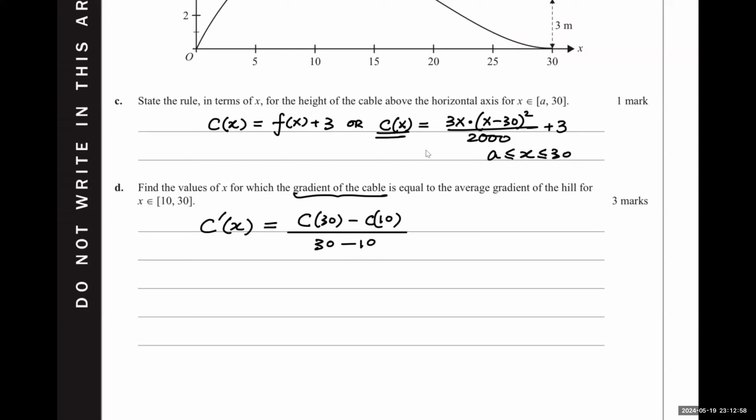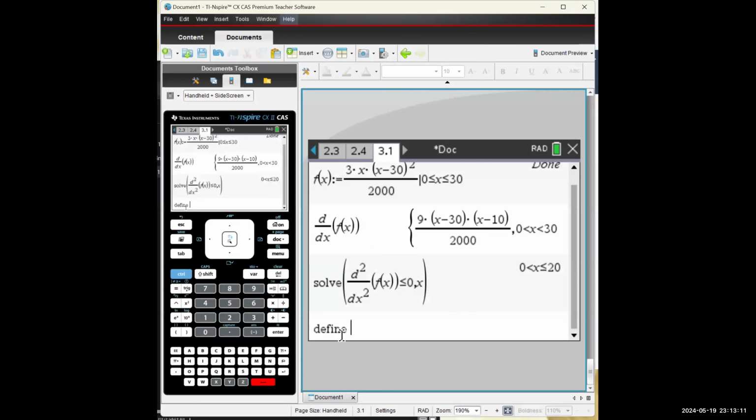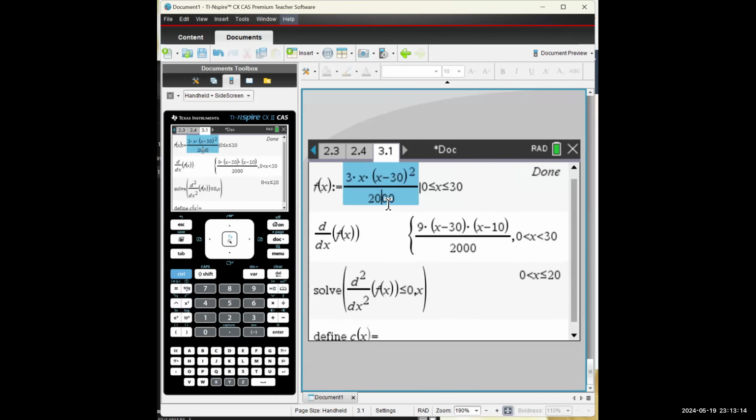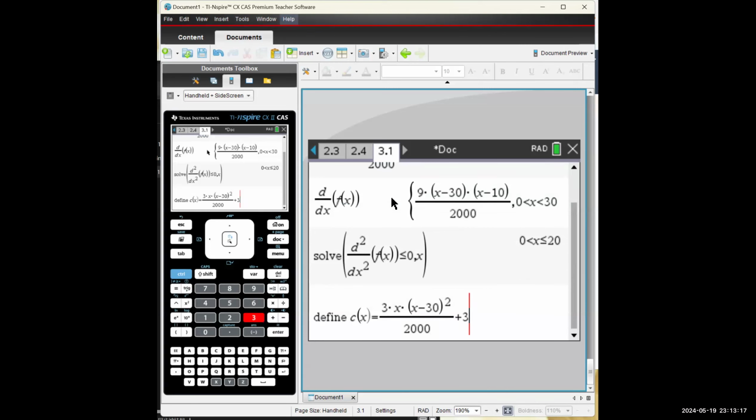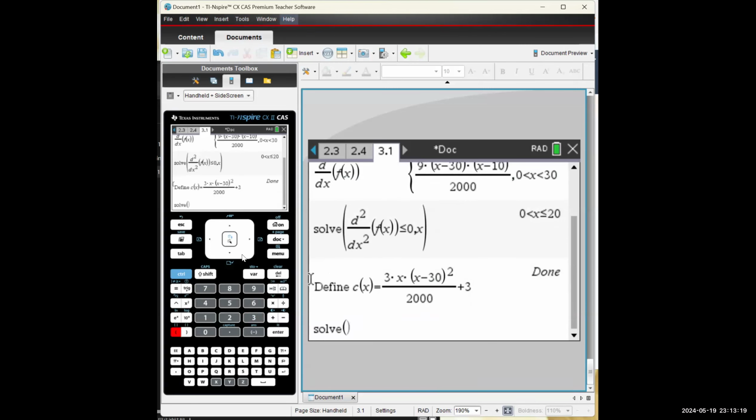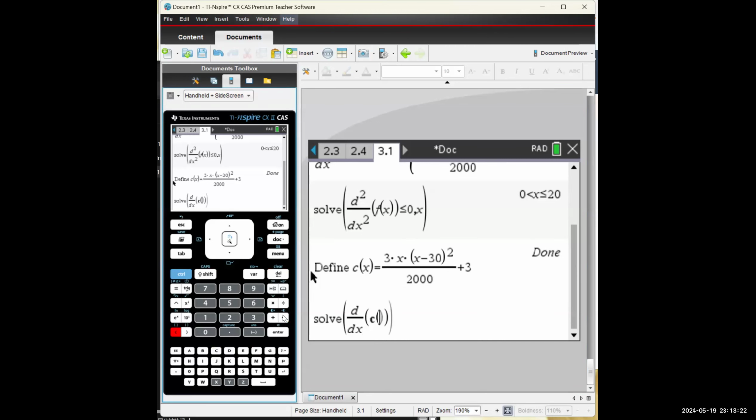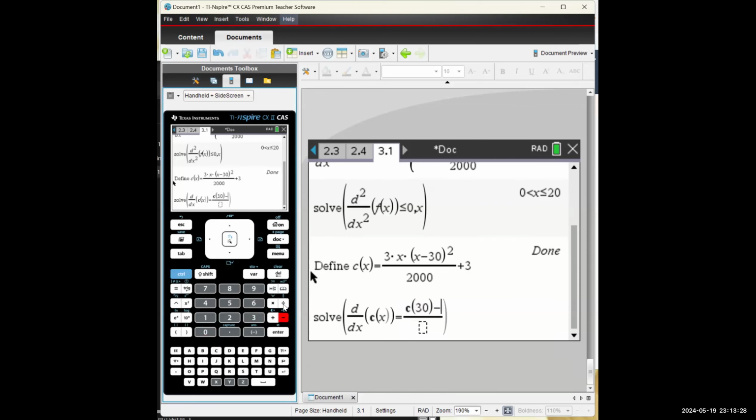Because we have defined this c here, we can then use the c of x for the next part without actually writing the explicit derivative form. So let's come back to the CAS calculator and see what's happening. Define c of x equals this bit plus 3. And solve, shift minus x, c dash of x equals c of 30 minus c of 10 over 30 minus 10, comma x, and 10 less than or equal to x less than or equal to 30.